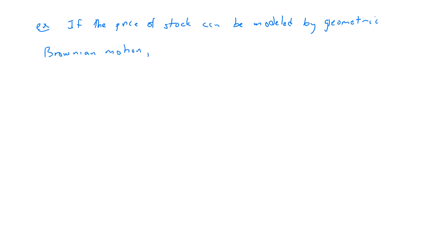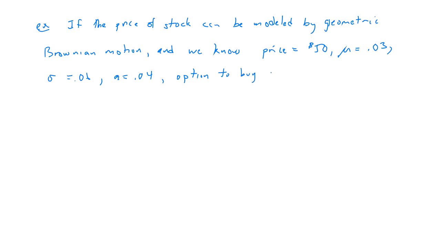So if we can assume that a stock can be modeled by geometric Brownian motion, which I'll remind you what that is in a second, and we know, shortening things here, that the current price of the stock is, say, $50. The drift parameter, so let's say mu, is 0.03. The sigma is, say, 0.06. A is 0.04. And let's assume we have an option to buy the stock for $60 in 4 years.